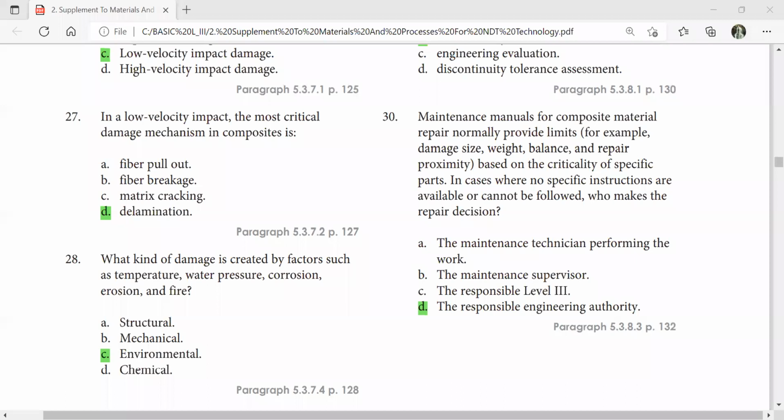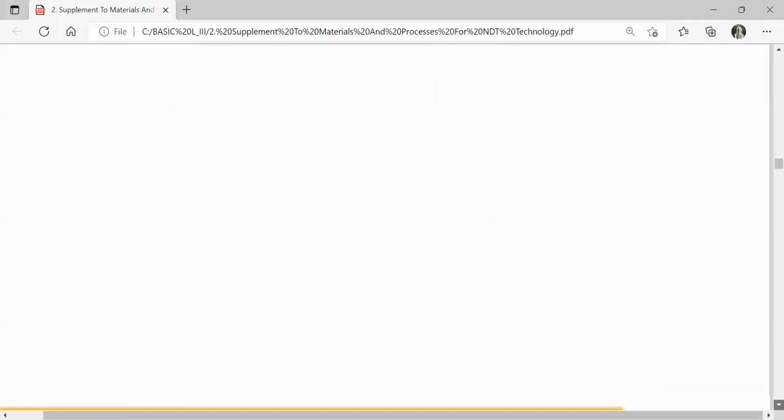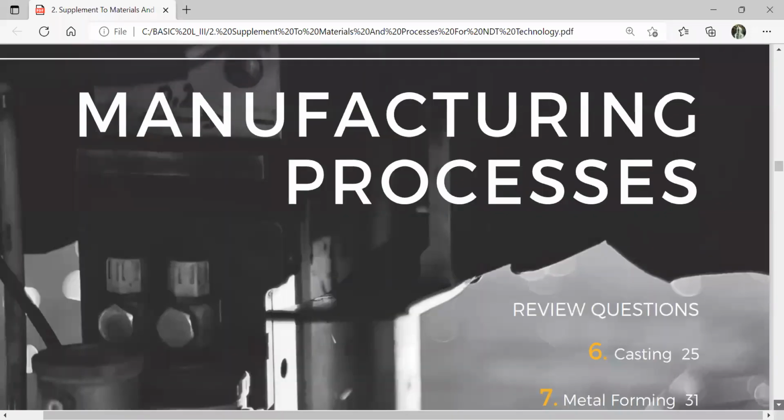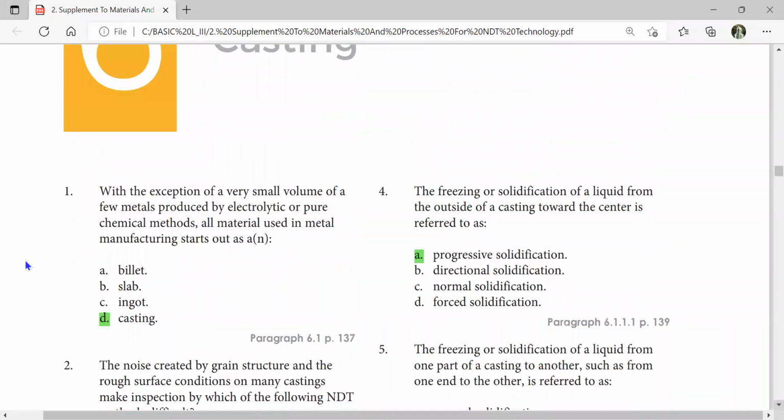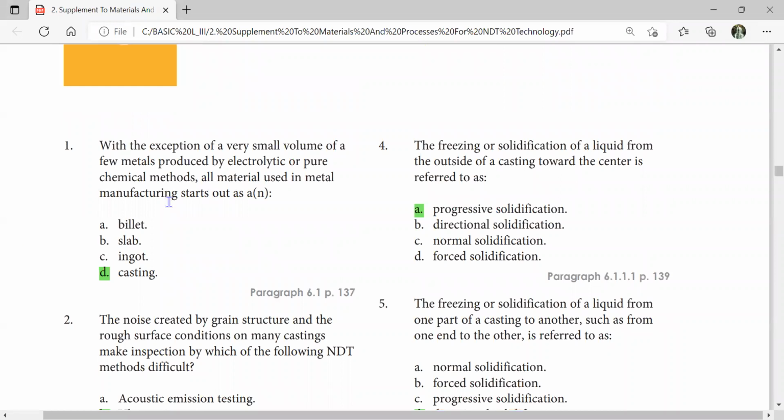And go to next chapter, manufacturing process. With the exception of a very small volume of metals produced by electrolytic or pure chemical methods, all material used in metal manufacturing starts out as casting.